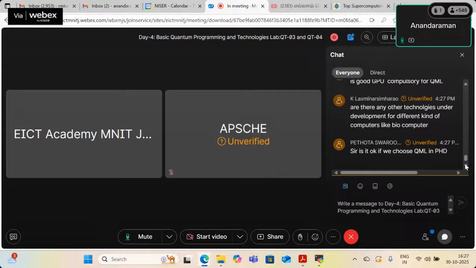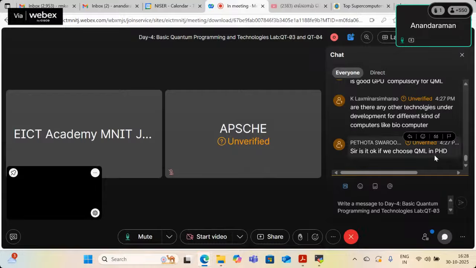Biocomputer, I don't know, but a reversible computer is also coming. Reversible logic gates mean power usage will be very low, and heat will be less. I don't know much about QML, but yes, quantum machine learning is coming. Good topic.